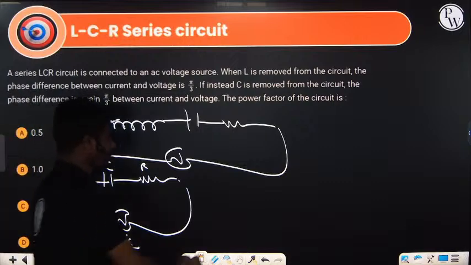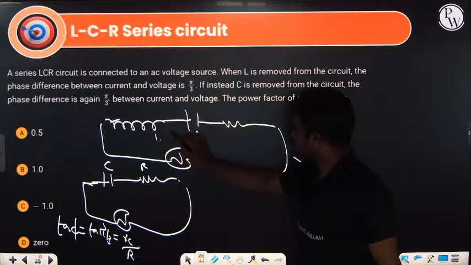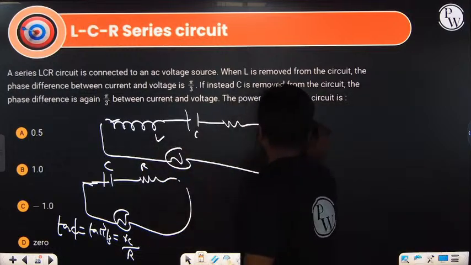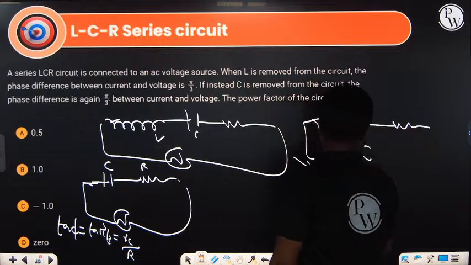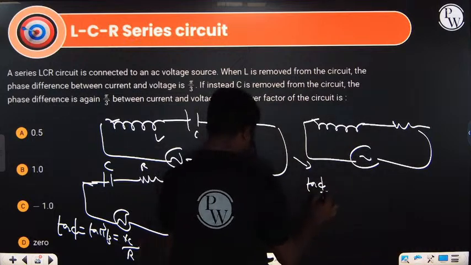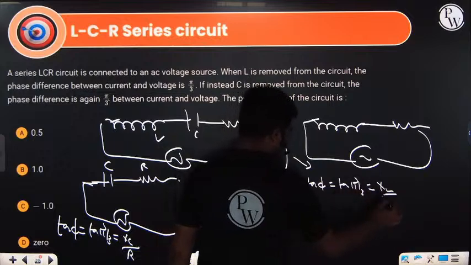Next, second case. If instead C is removed from the circuit, the phase difference is again pi by 3. In this case, we have the inductor and the resistance over here. The phase difference is again pi by 3, so tan pi by 3 is equal to XL divided by R.